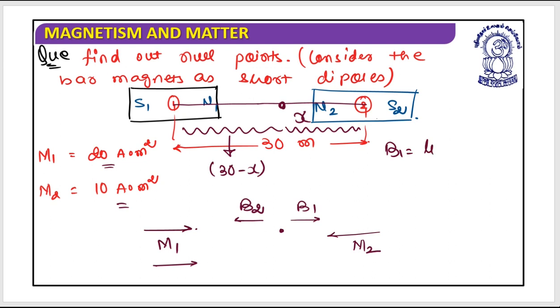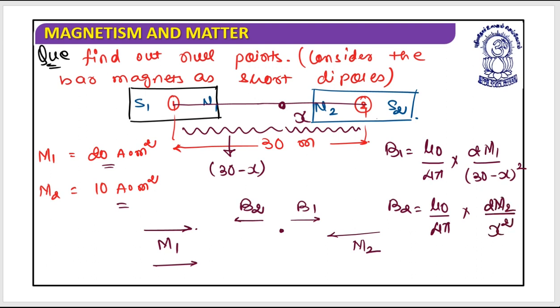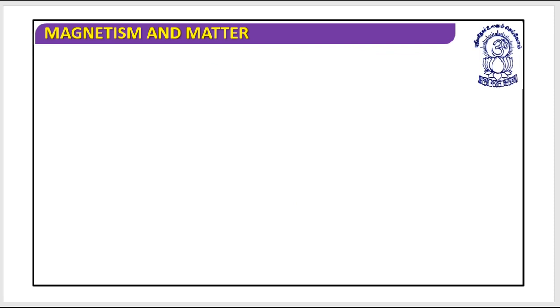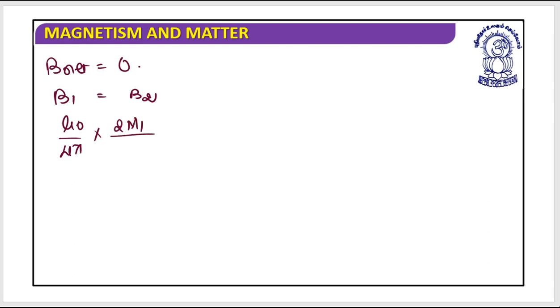So B1 equals mu naught by 4 pi multiplied by 2m1 divided by (30 minus x) whole square, and B2 equals mu naught by 4 pi multiplied by 2m2 divided by x square. This is B1, this is B2. What I want is B net equal to 0. That is only possible if B1 equals B2. So mu naught by 4 pi multiplied by 2 m1 divided by (30 minus x) whole square equals mu naught by 4 pi multiplied by 2m2 divided by x square. The mu naught by 4 pi cancels.